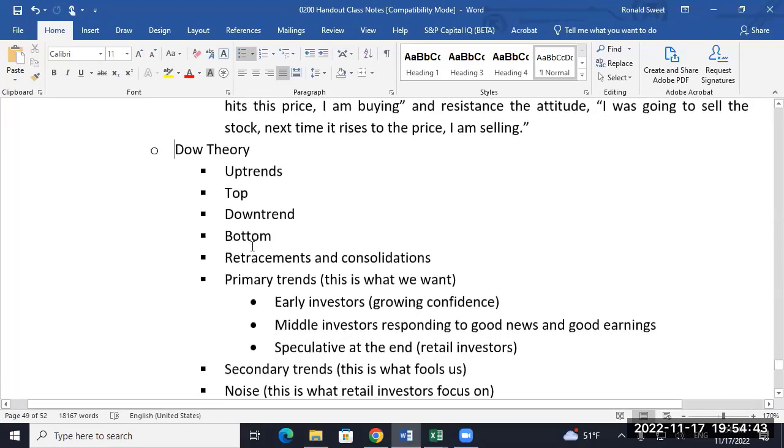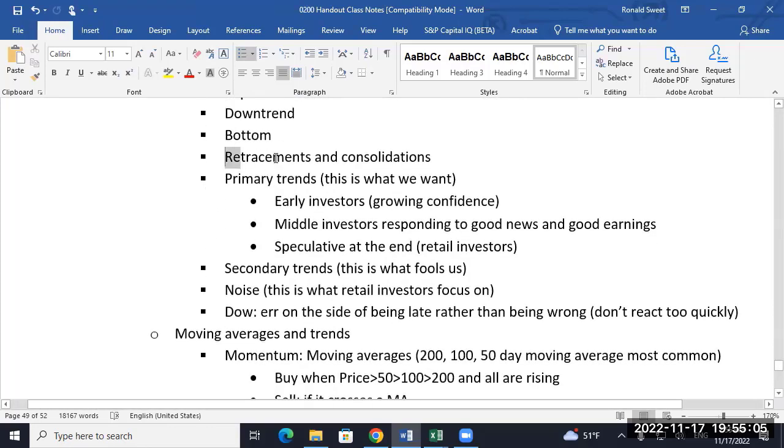There is Dow theory. Dow theory was Charles Dow. He never wrote Dow theories, so someone came after Dow and wrote down what he did. Who knows how close Dow theory is to what Dow actually did, but Charles Dow came up with this stuff. He said there's uptrends, there's a top, there's a downtrend, there's a bottom. You have retracements and consolidations. Consolidations just kind of go sideways for a while. And then he said you've got to be careful. There's primary trends, secondary trends, and noise. We're looking for the primary trends.